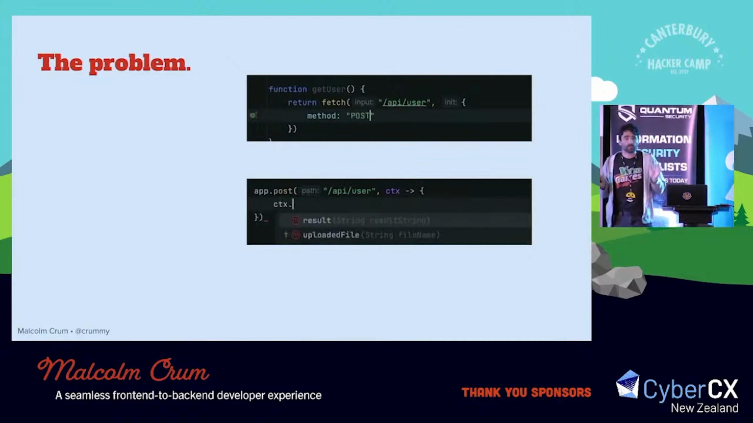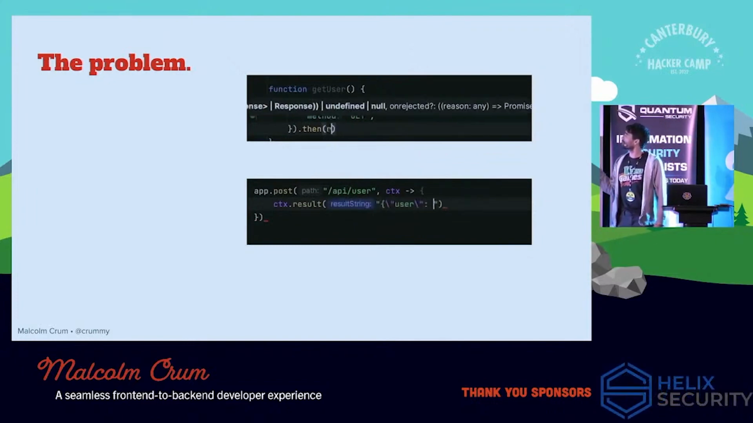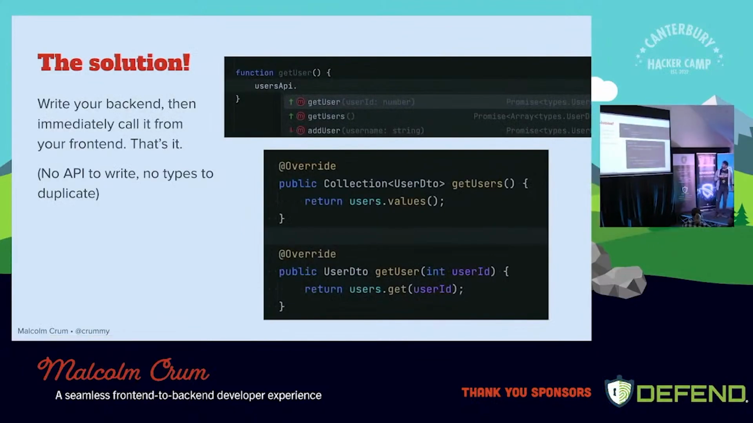You get it all right, you're pretty happy with how it works, and then one of your coworkers renames a field or changes an endpoint subtly, and you don't even notice it until it goes to production and bad things happen. The solution I'm suggesting is you write your backend.